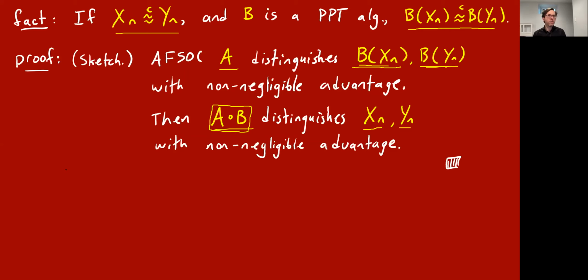That's the most used definition of probabilistic polynomial time, and then it's clear that composition preserves this.